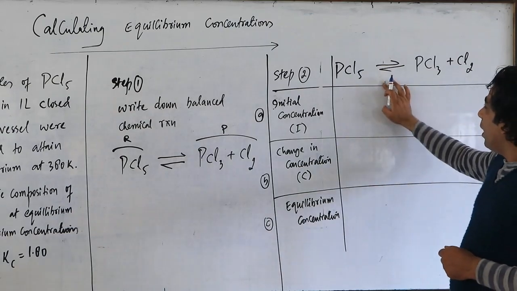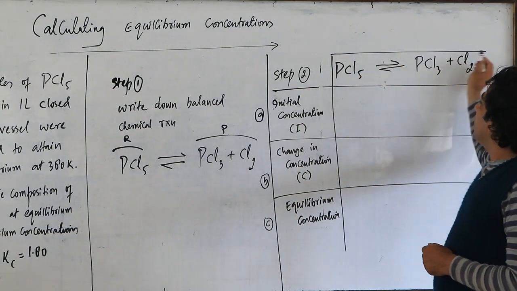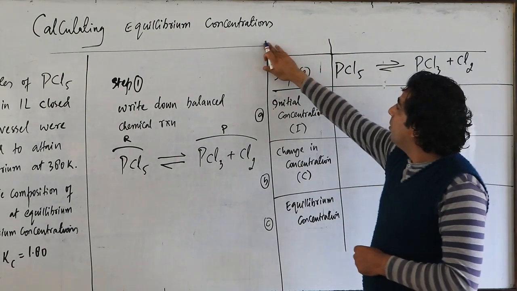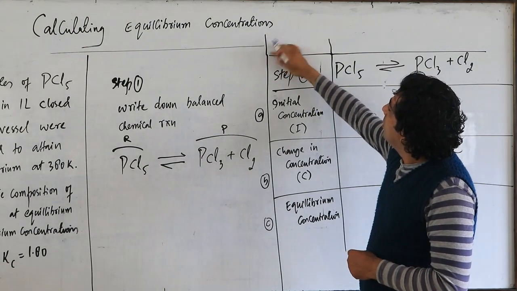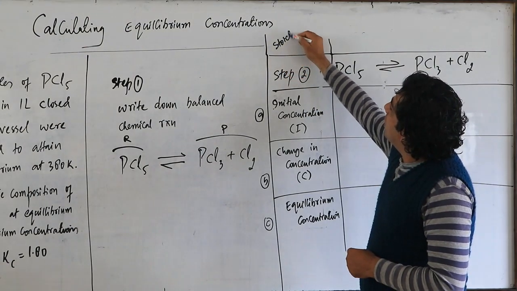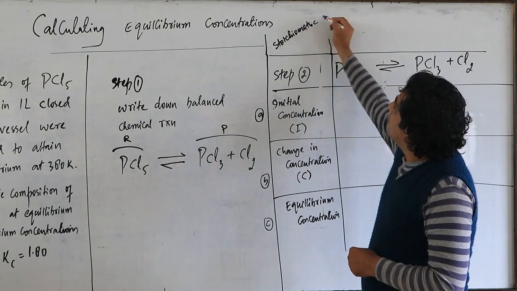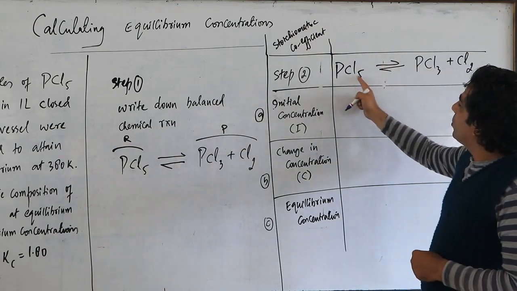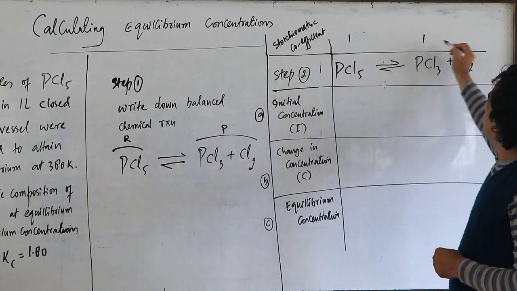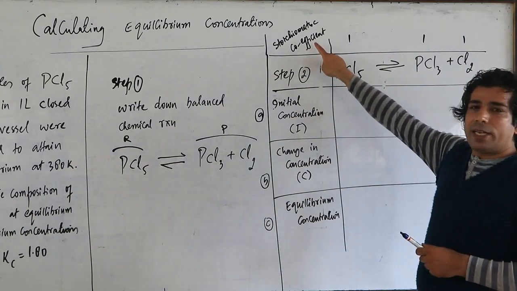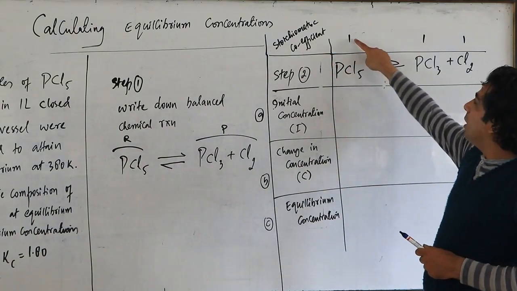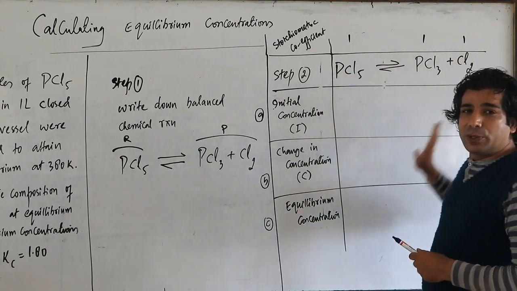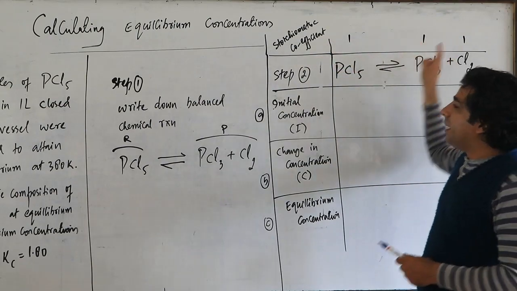Apart from that, you can also mention one more point, just for understanding. What is that? Have a look: stoichiometric coefficients. Tell me, what is the stoichiometric coefficient of PCl5? 1. This is also 1 and this is 1. What will this stoichiometric coefficient tell you? It will tell you that 1 mole of PCl5 can give me 1 mole of PCl3 and 1 mole of Cl2.